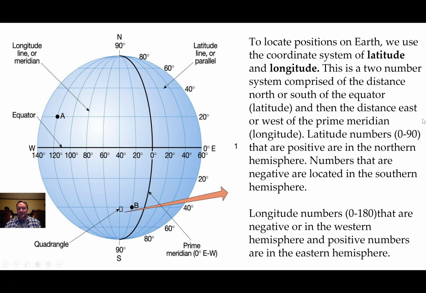Here's where it starts. This is how we locate objects. If you look at position A, it has a latitude of 20 degrees north and a longitude of 120 degrees west. You would describe that as 20 degrees north, 120 west. How do we do it? Latitude first, then longitude.